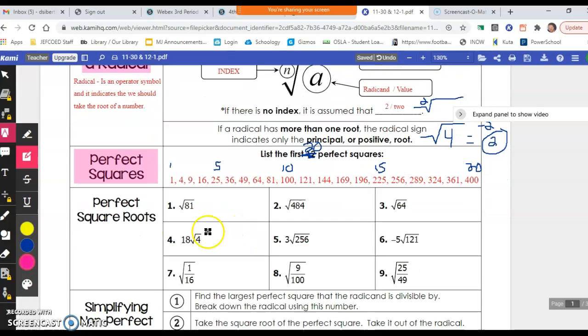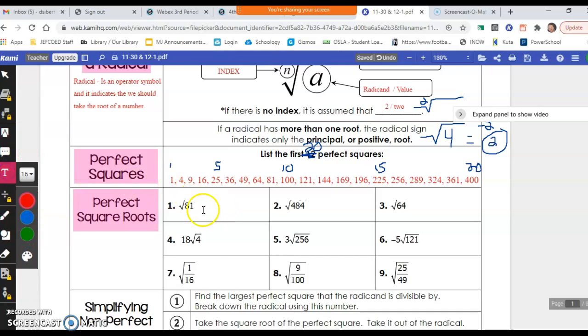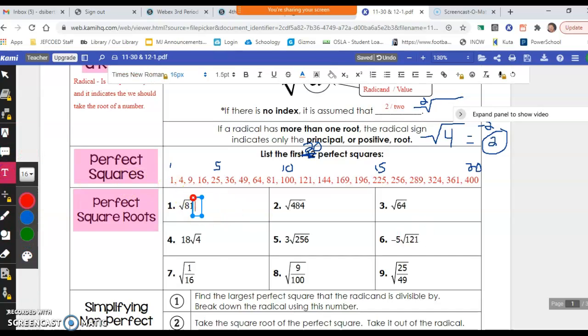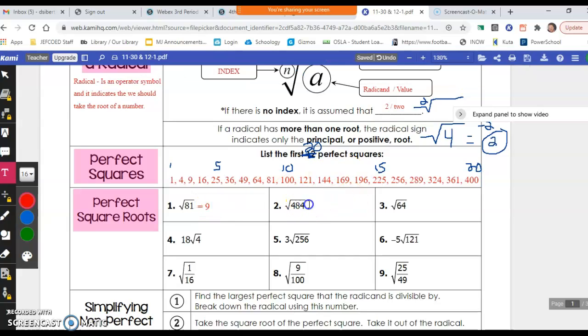All right, the next thing we're looking at, guys, is perfect square roots. We just listed 20 perfect squares. Now we're going to figure out these square roots and what they are. Very simply, we're just looking for the same number multiplied by itself that is going to give us 81. And you guys should know that's what? 9. Pretty simple. Doesn't get any easier than that.